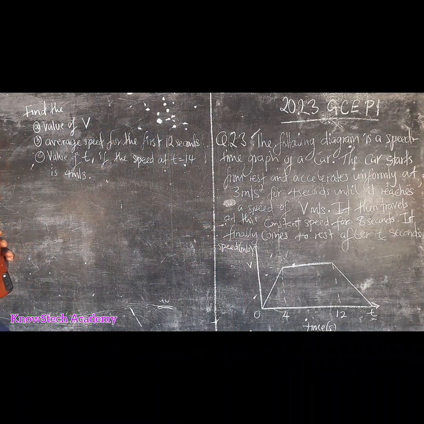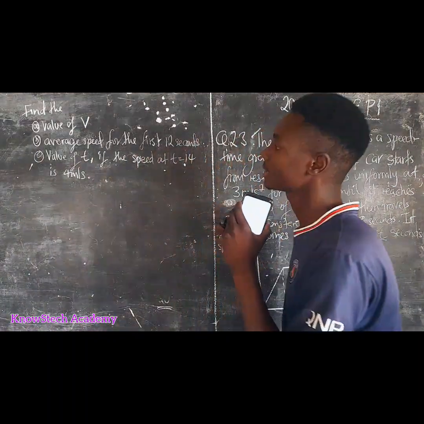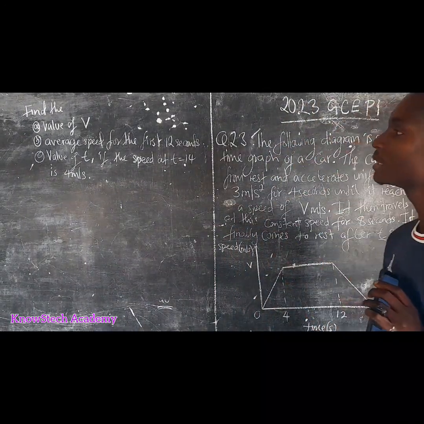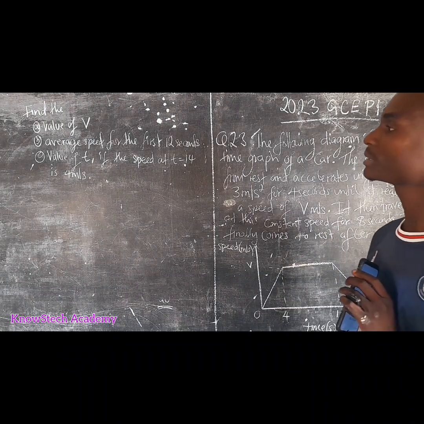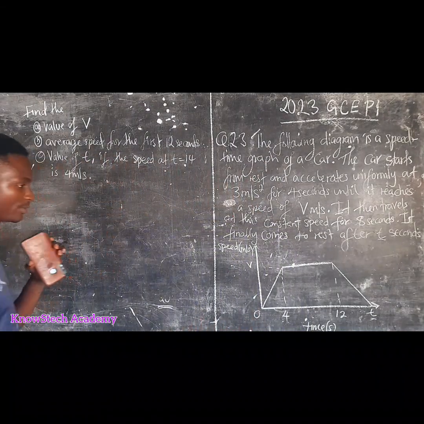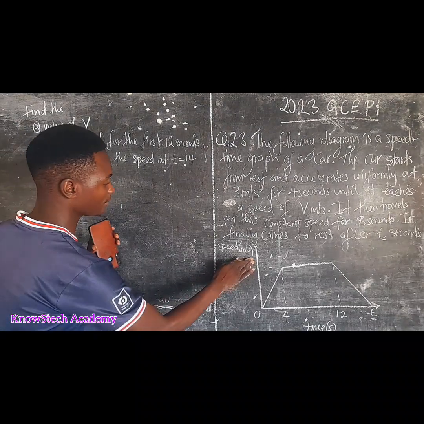So the first question, we are asked to find the value of v. Secondly, we are asked to find the average speed. Then we are asked to find the value of t. Now, let's first find the value of v here. How can you find this value?